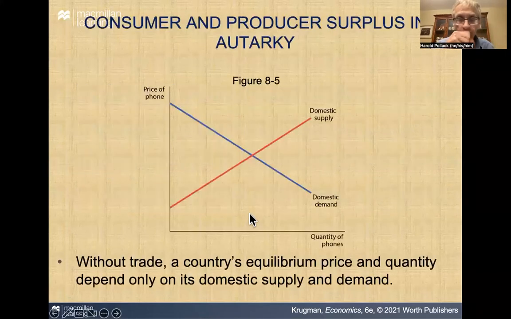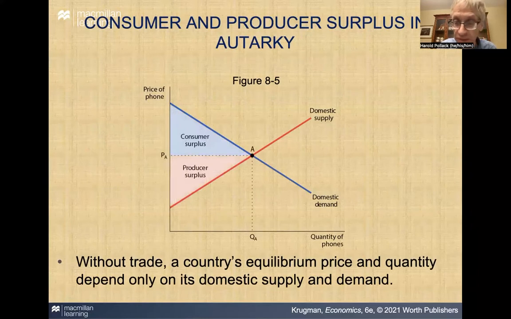So here's just a standard supply and demand curve in autarky. So, this is phones. Here's a domestic demand curve, domestic supply curve. Like your classic, there's going to be a market clearing price right there if it's just a domestic market. Okay, we're all cool with that? There's going to be some consumer surplus. There's going to be some producer surplus.